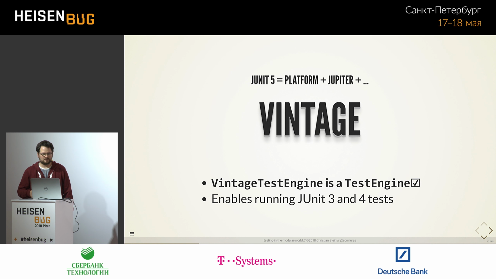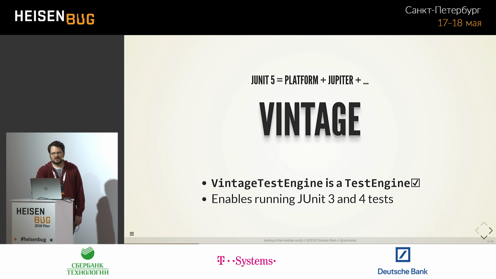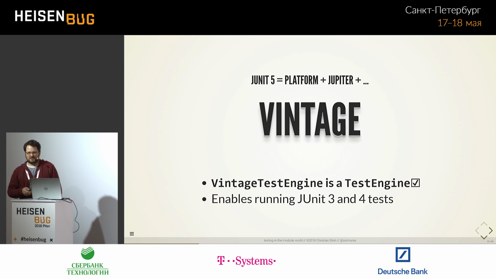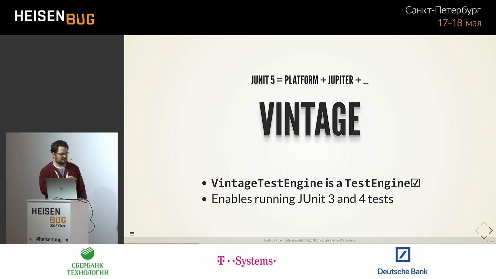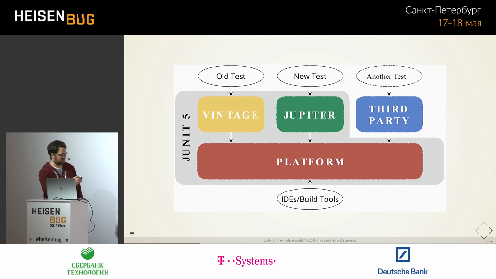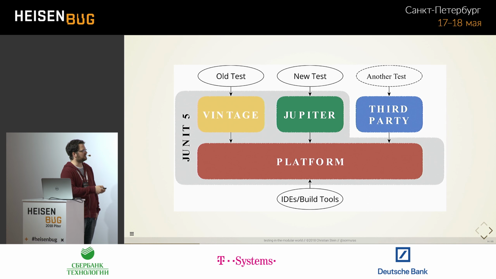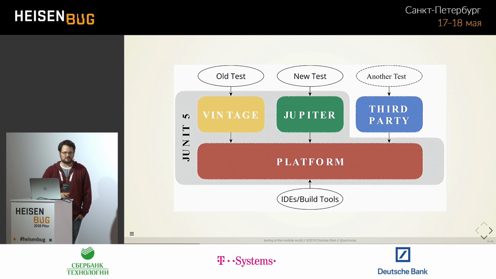It runs on the platform, and Vintage knows how to execute JUnit 3 and 4 tests. So why did we do this? Because when you have a large set of tests that are running and want to migrate, you just plug in a test engine, like this one, on the platform, and all your old tests will run. It's as easy as it can be. You have your work already done, and we support it by default.